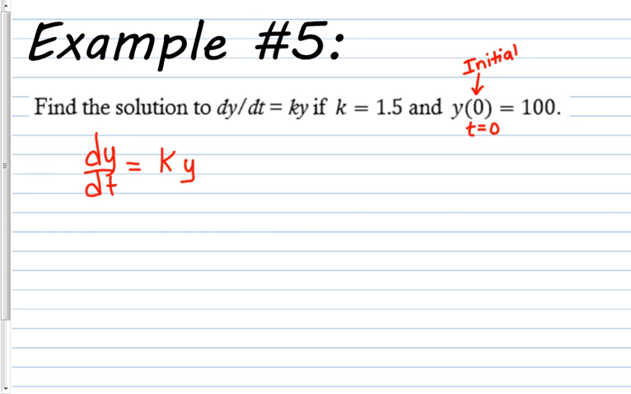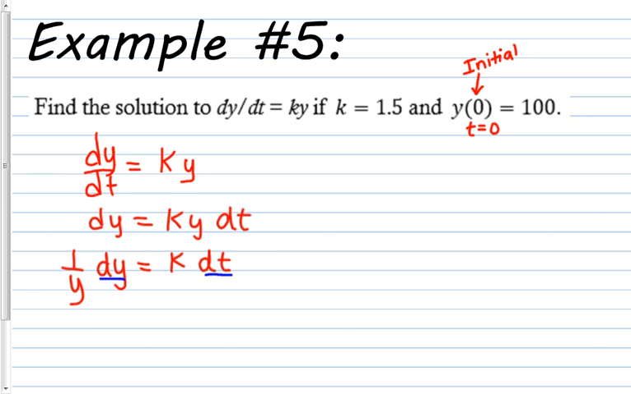So separate the variables. There's no t in here, but there's a y. So I would multiply the dt over. So dy equals ky dt. So let's move the y. So 1 over y dy equals k dt. Everything is separated because, again, here's the dt, here's the dy with its y. Okay, integrate.